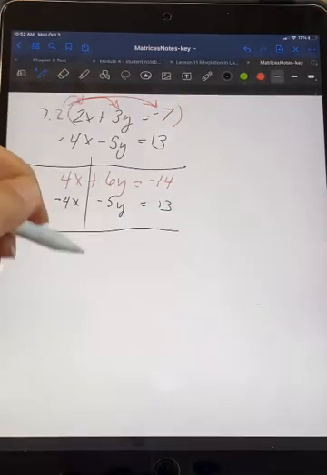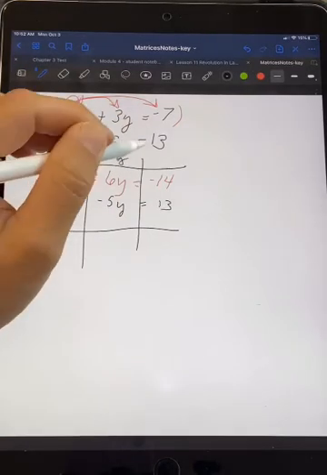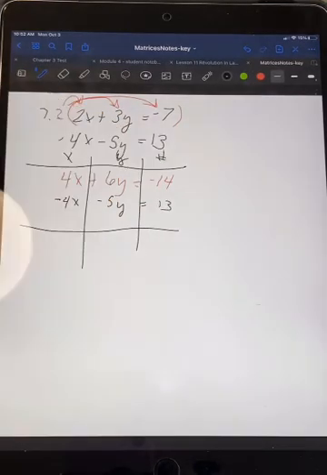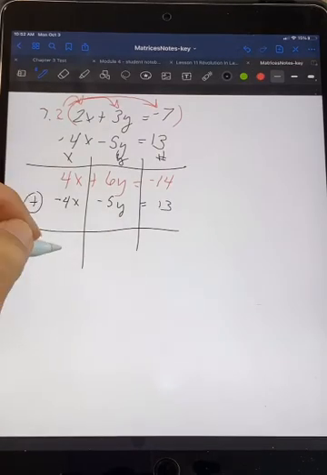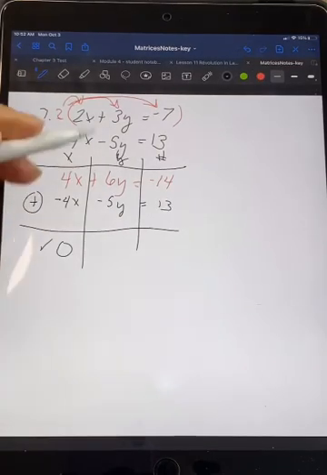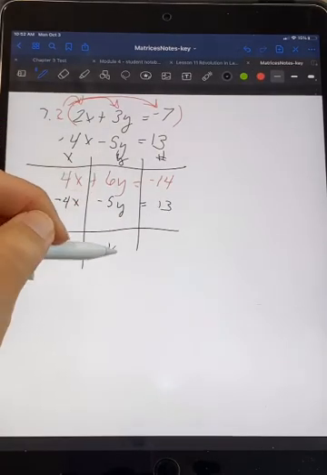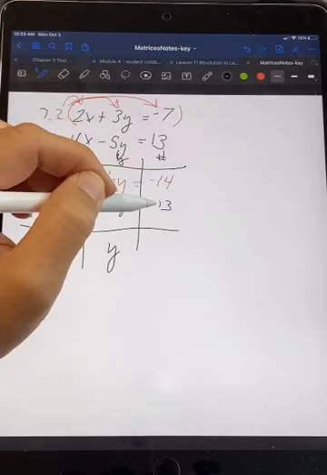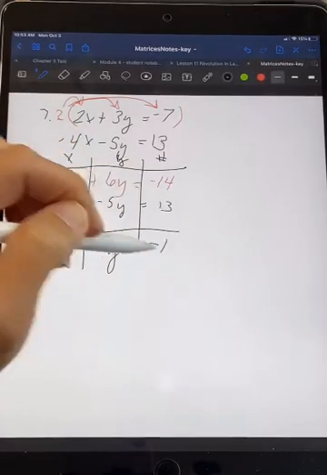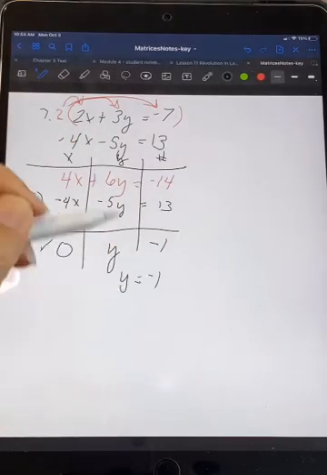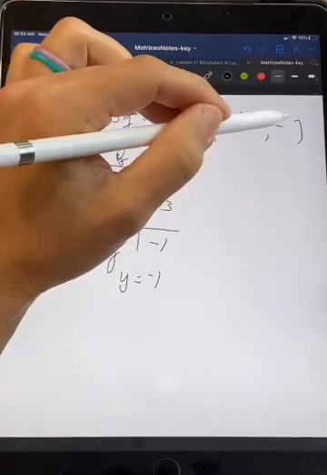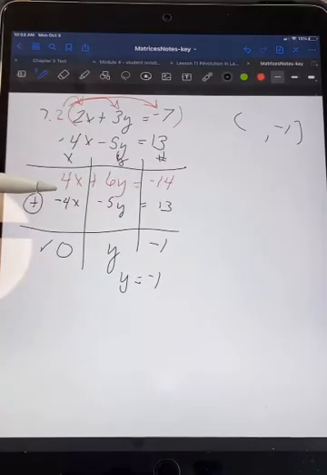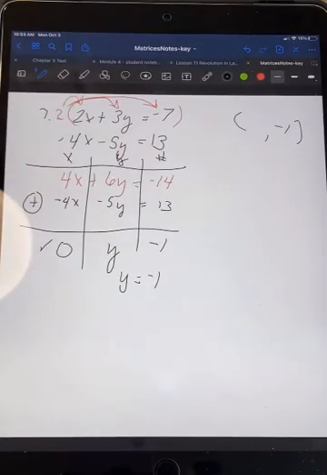We're going to do our little chart. Keep our x's in a row, our y's in a row, and our numbers in a row. And in this case, my numbers are opposite, so I can add them together. 4 minus 4 gives me a 0. That's what I wanted. 6 minus 5 gives me a single y. Negative 14 plus 13 gives me a negative 1. So y is equal to negative 1. Again, this is only part of our solution. So if y is equal to negative 1, what is x?